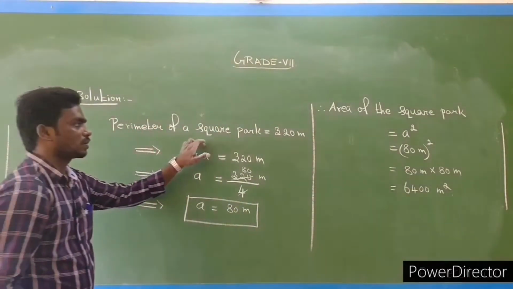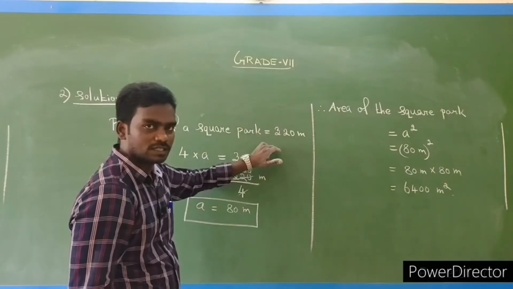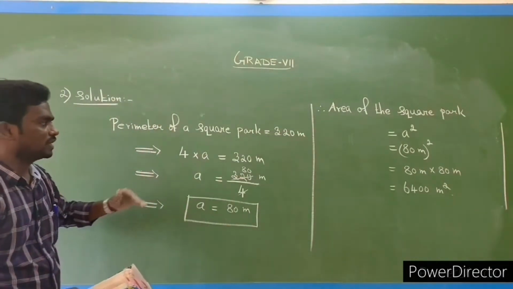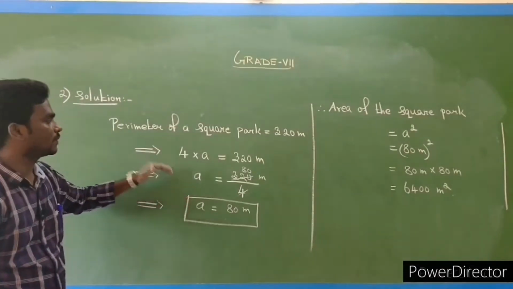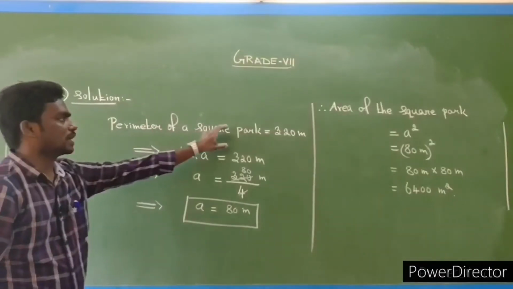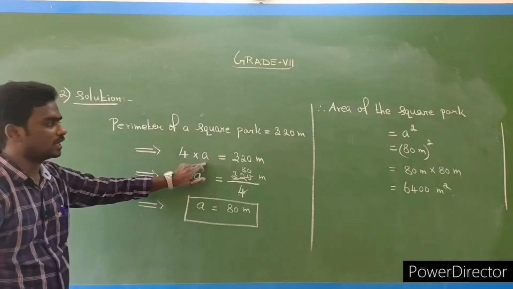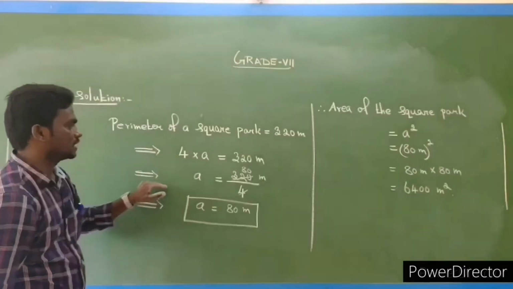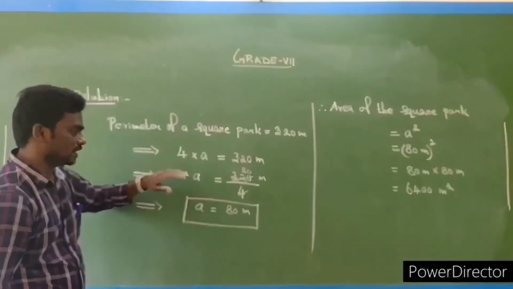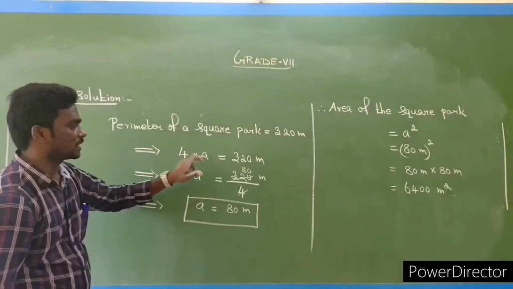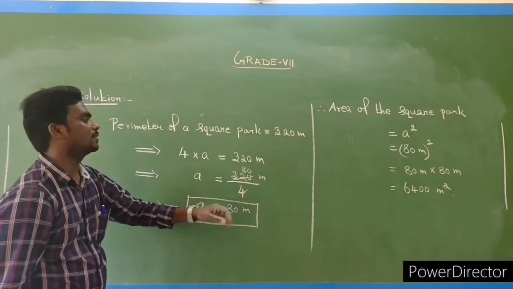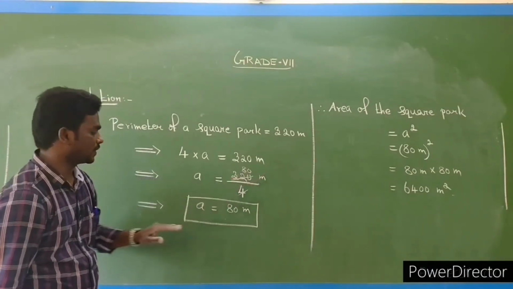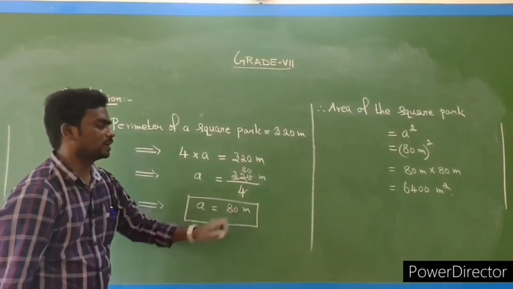First, the perimeter of a square park equal to 320 meters is given. We want to find the area of the square park. So first we need to find the side of the square park. Perimeter of a square park is equal to 4 into a, which is equal to 320 meter, which implies we keep the variable a on the left side, and 4 is transposing to division to the right side. So 320 divided by 4, the value is 80 meter, which implies a is equal to 80 meter.